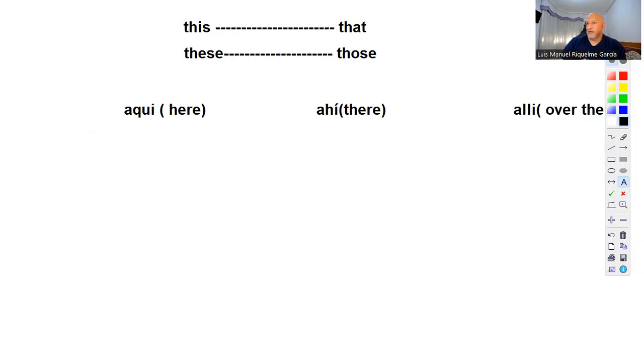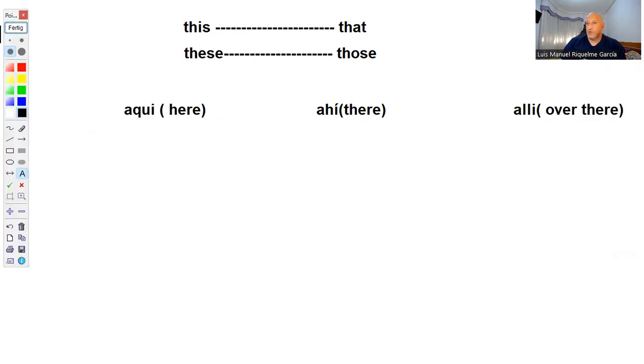Okay. Then, because our language has masculine and feminine, we are also going to distinguish between masculine and feminine. So we will have masculine and single words. We'll have feminine and single words. We'll have masculine but plural this time. And we'll have feminine and plural.